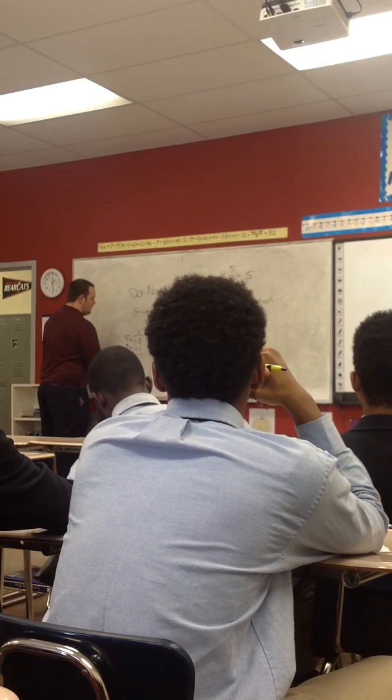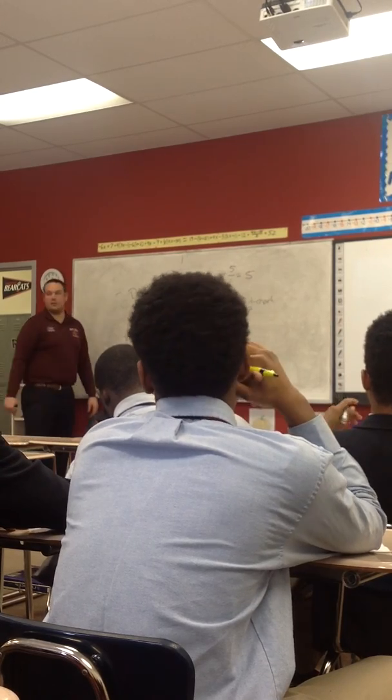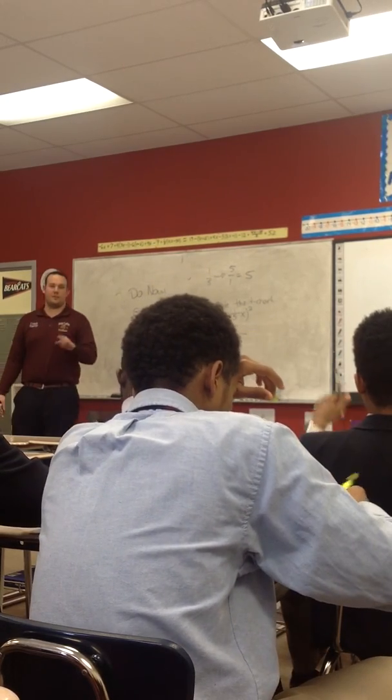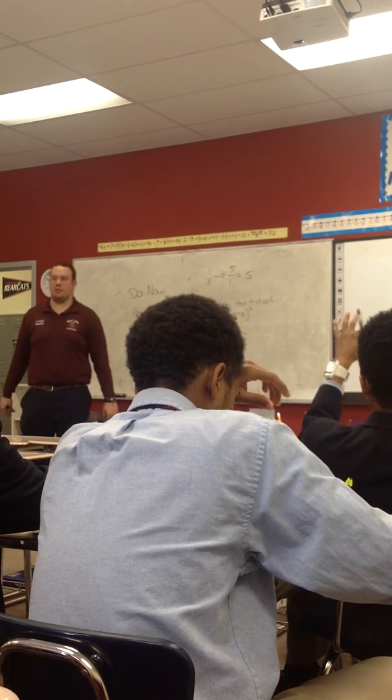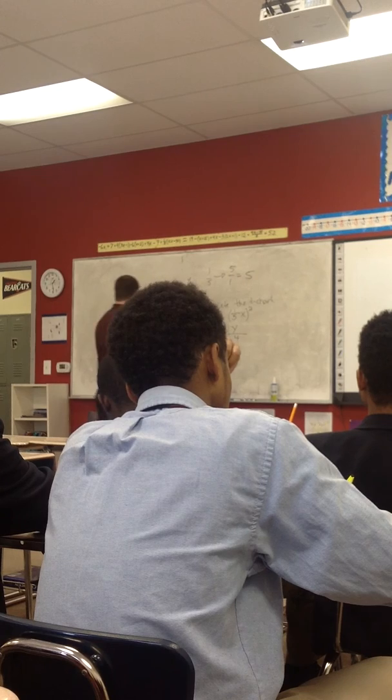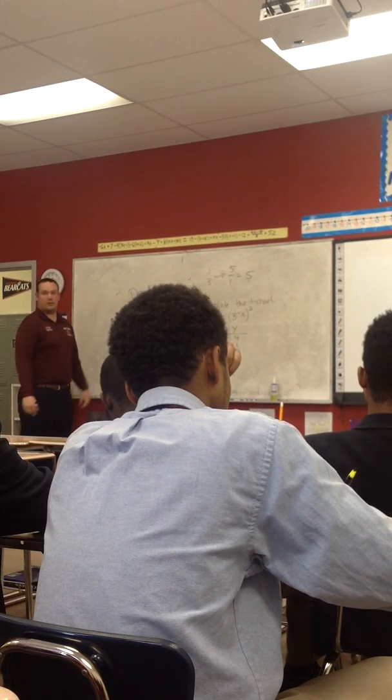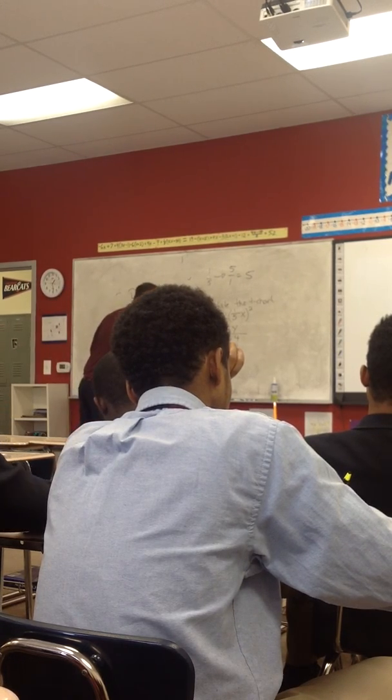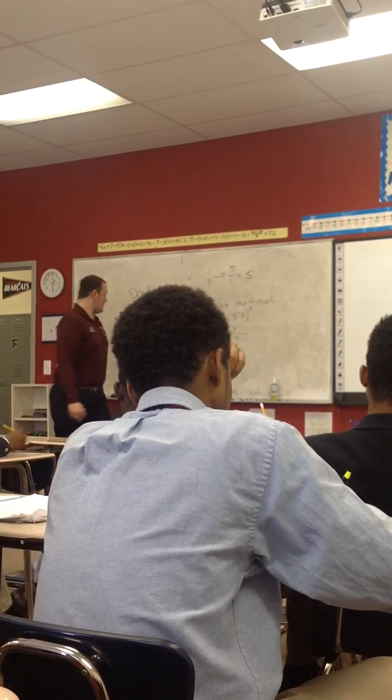So who wants to help me out and do the multiplication part for me? Malik, help me out. Good. So 5 times -2 is -10. -5. 0. 5.